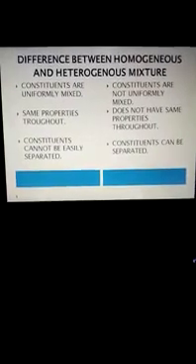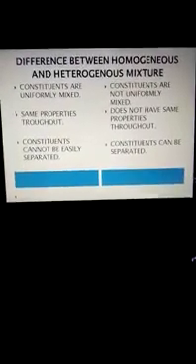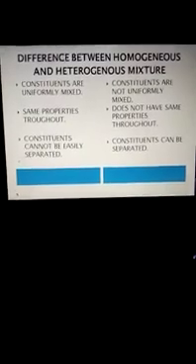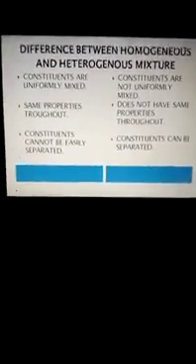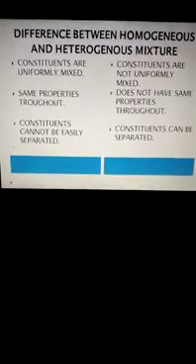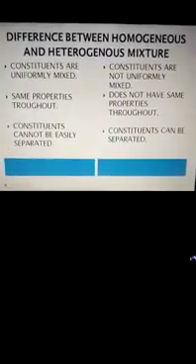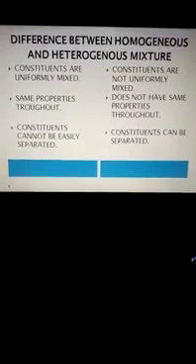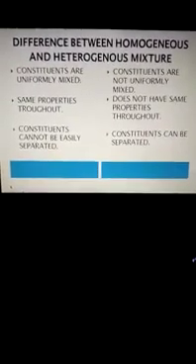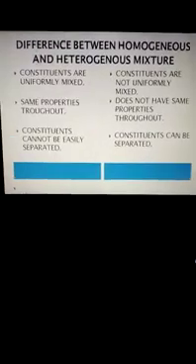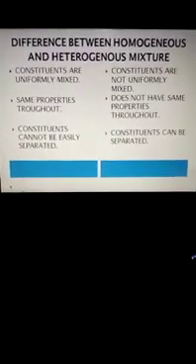There are the same properties throughout in a homogeneous mixture. As I said, the sugar solution will taste the same throughout. But in a heterogeneous mixture, it does not have the same properties throughout, like the sand remains at the bottom and the clear water at the top.